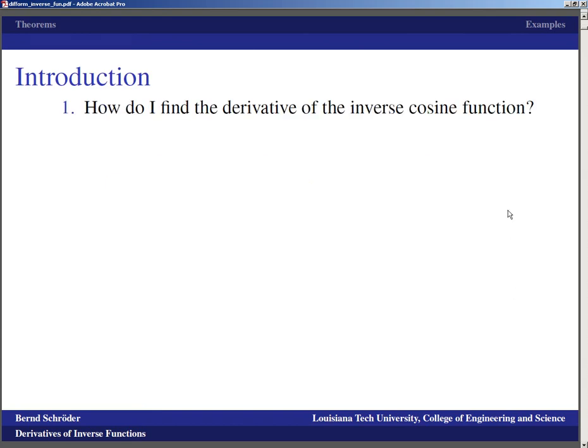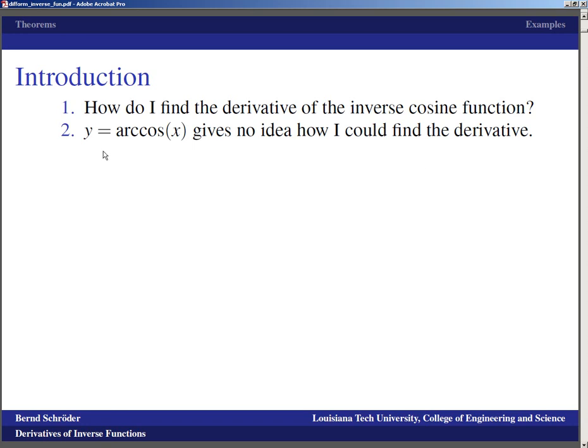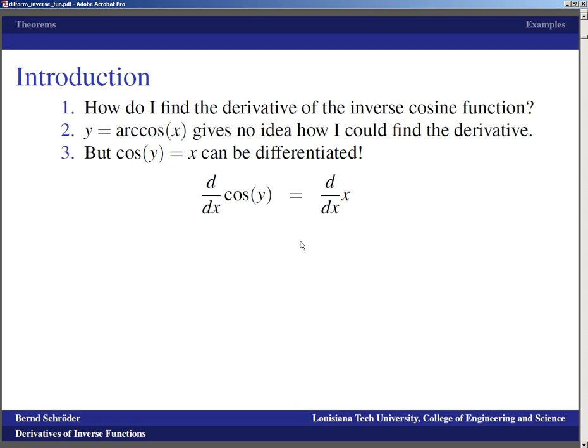So, how do I find the derivative of something like the inverse cosine function? Well, if I just write down y equals arccosine of x, that gives me no idea how I could find the derivative. But if I solve for x, if I say cosine of y equals x, which is the same thing, that can be differentiated with implicit differentiation. So I take the derivative on both sides. I get negative sine of y times y prime is equal to 1 on the right side. And that means that y prime is negative 1 over sine of y.